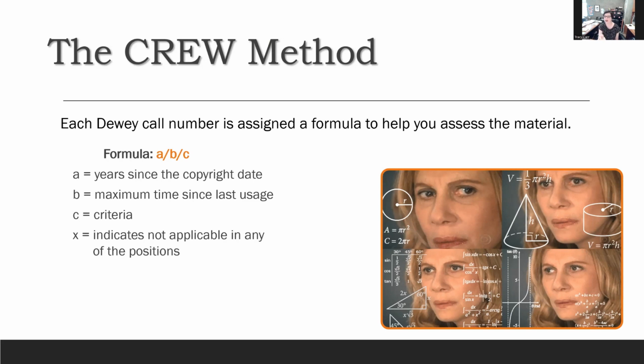And then C, the criteria, and that's where MUSTY would come in. And then if there's an X in the formula, that means it's not applicable in any of the positions. Like years since the copyright date. If you're assessing your fiction collection and you come across Shakespeare, well, it doesn't really matter. If you're looking at your literature collection, your fiction collection, it doesn't matter what the copyright date is. It's not like you're like, wow, 1600, we got to get rid of this. No, it just doesn't matter in this circumstance.